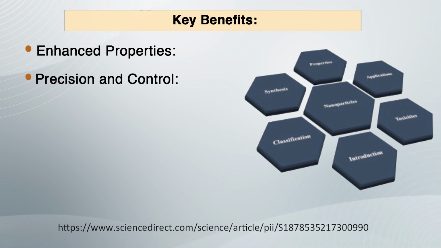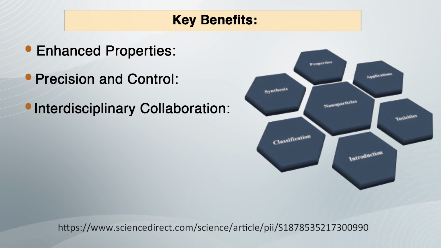Precision and control. Nanotechnology enhances the precise control over material properties and processes, allowing for the development of highly specialized and functionalized products. This precision can lead to innovation across various fields including biomedical, medicine, electronics and environmental science. Interdisciplinary collaboration. Nanotechnology is inherently interdisciplinary, involving chemistry, physics, biology, engineering and material science. This collaboration fosters innovation and drives progress in a wide range of applications.